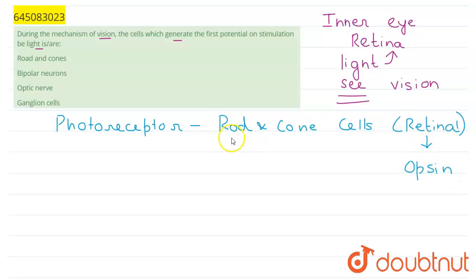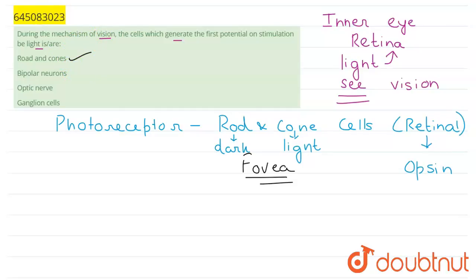Now the rod cells are responsible for our dark vision, and the cone cells are concentrated in the central part of the retina, which is known as the fovea. This fovea has the highest concentration of the cone cells, and the first potential is generated when light falls on these cells. So if we see the options here, the first option, rod and cone cells, they generate the first potential. So this is the right option.